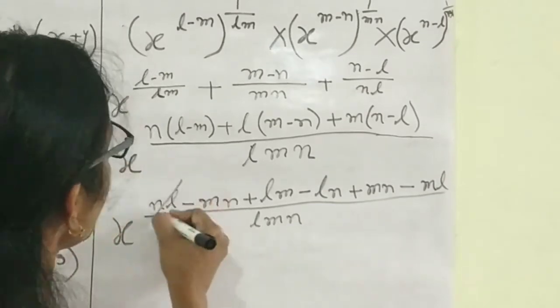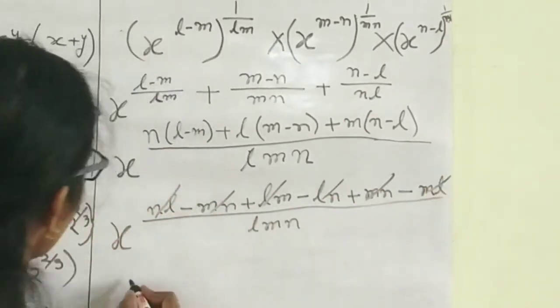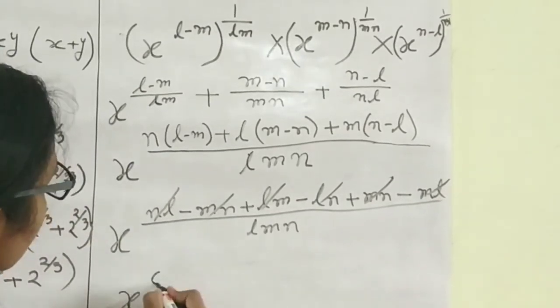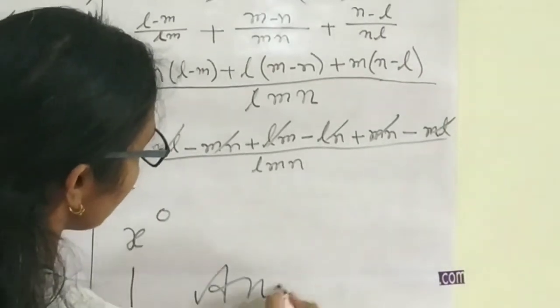So x power 0. So the value will become 1. It's our answer.